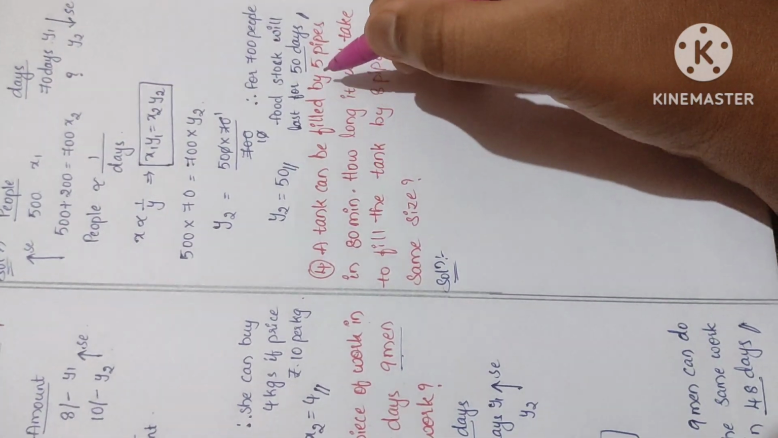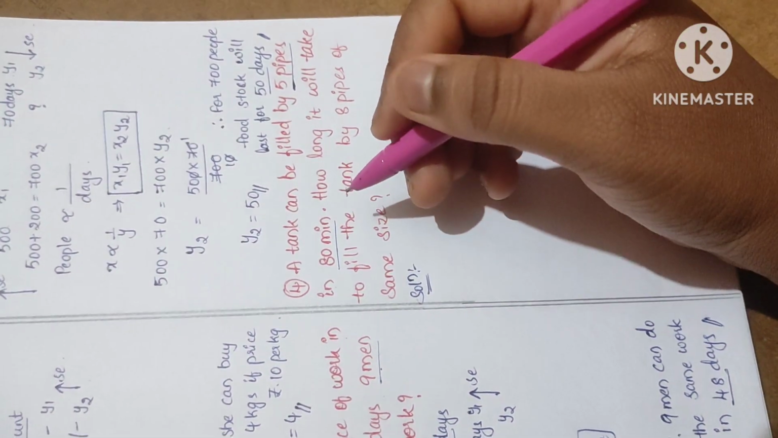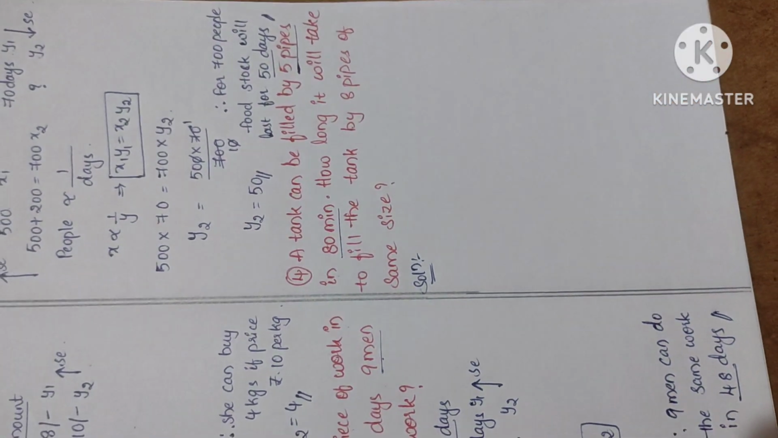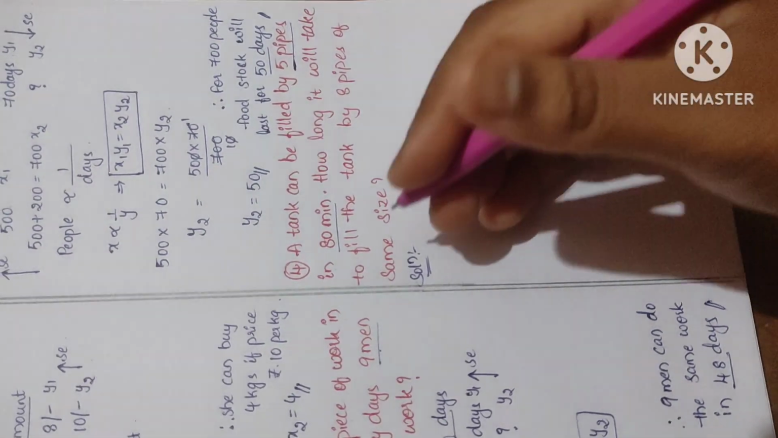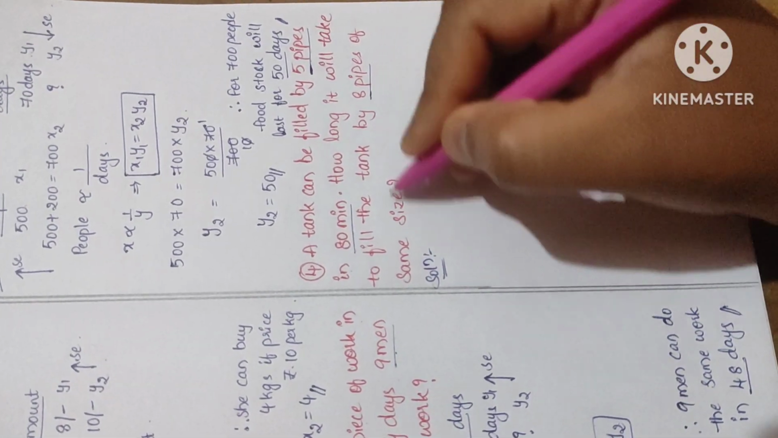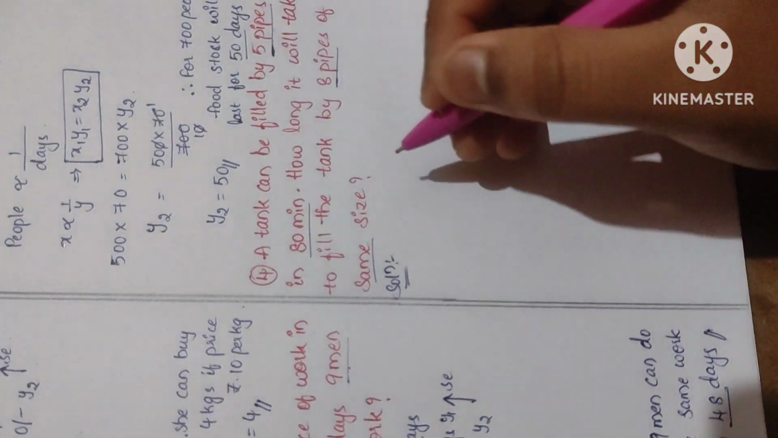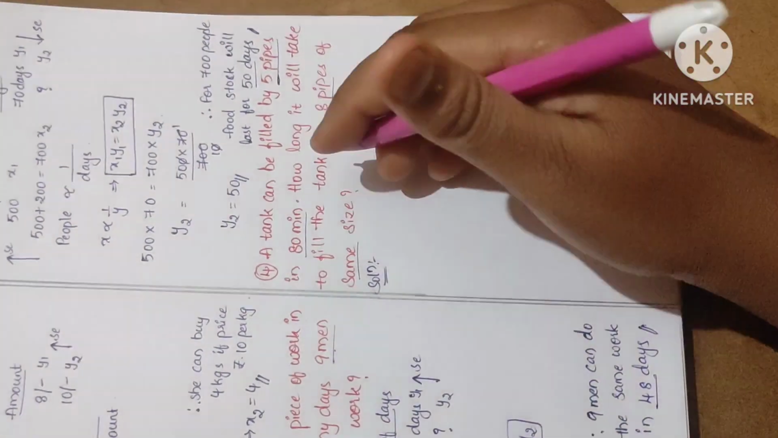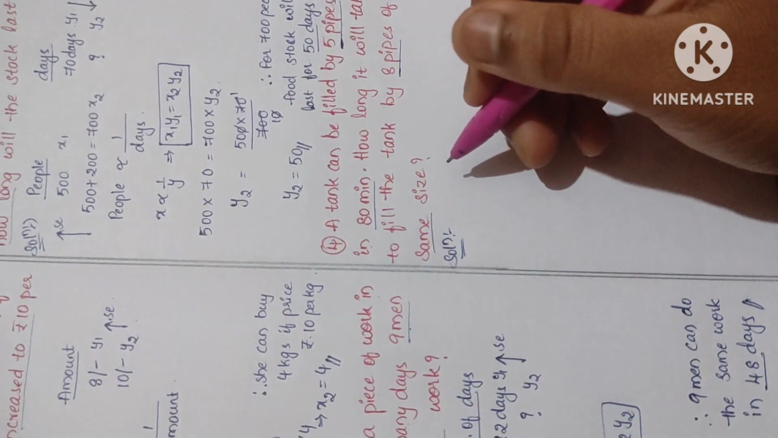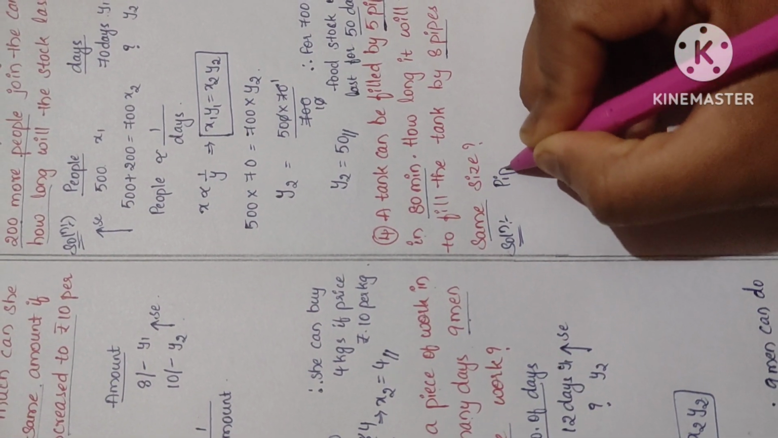Next, fourth problem. A tank can be filled by 5 pipes in 80 minutes. How long will it take to fill the tank by 8 pipes of the same size? So here how many quantities are given? 2 quantities. One is the number of pipes, that is 5 and 8, and the other is the time taken to fill the tank, that is 80 minutes. Another time you have to find out. So see the solution.